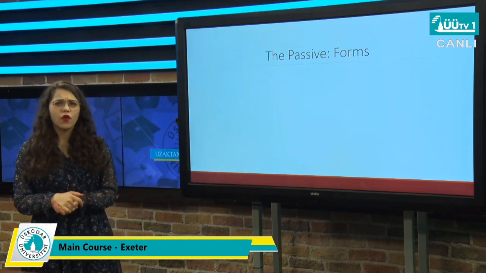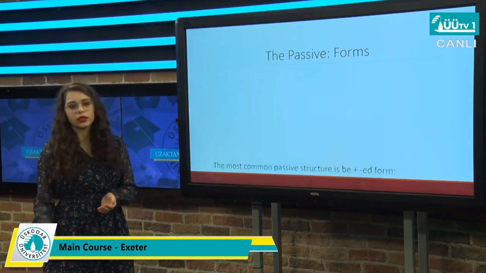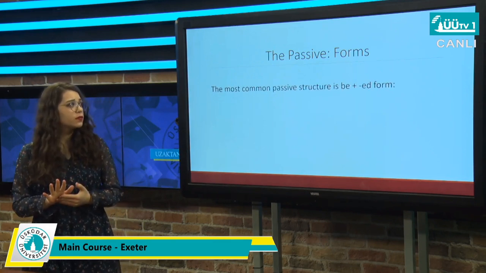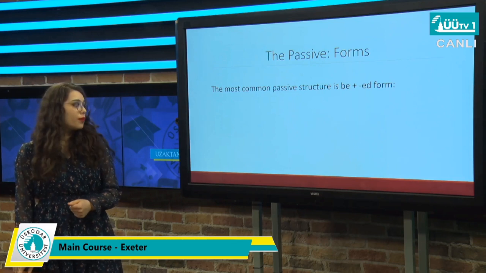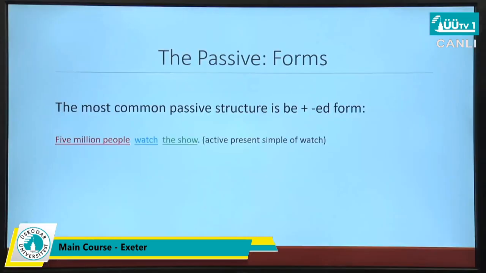So what is the forms of passive? Let's look at it. The most common passive structure is be plus verb ed or verb 3. So we have this active voice here. 5 million people watch the show. This is an active voice. How do we know that is active voice? Is that we have the subject here, we have the verb, we have the object, as you can see.